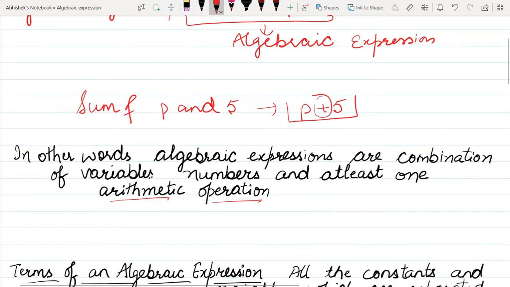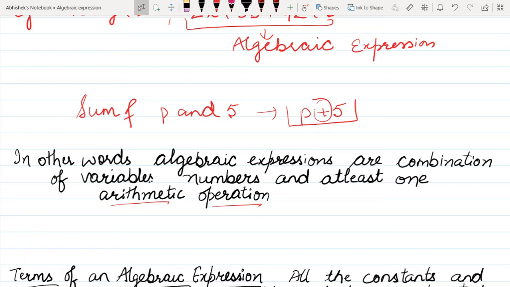Let's take one more example. Suppose it is 3xy. Here nothing is shown in this 3xy, but what does it mean? 3 multiplied by x multiplied by y. So in this expression, we have the multiplication symbol. So this is also an algebraic expression.